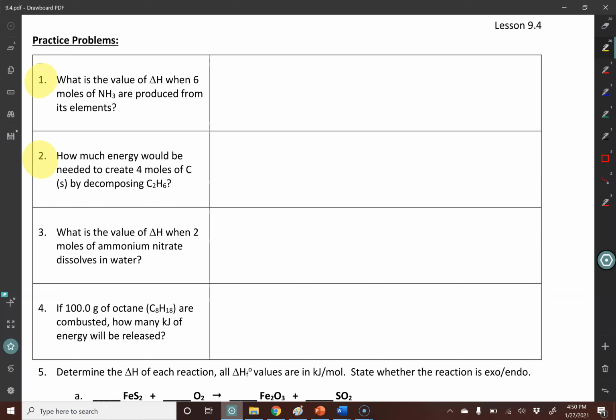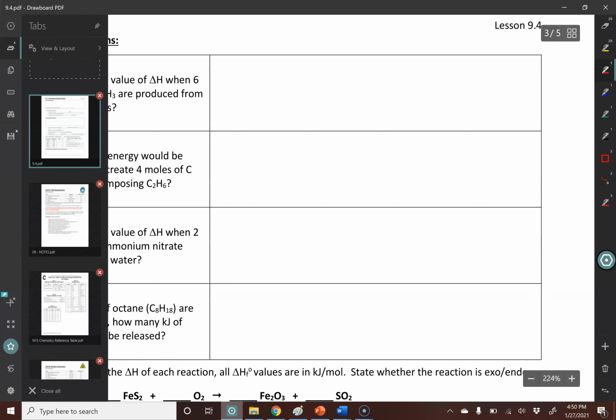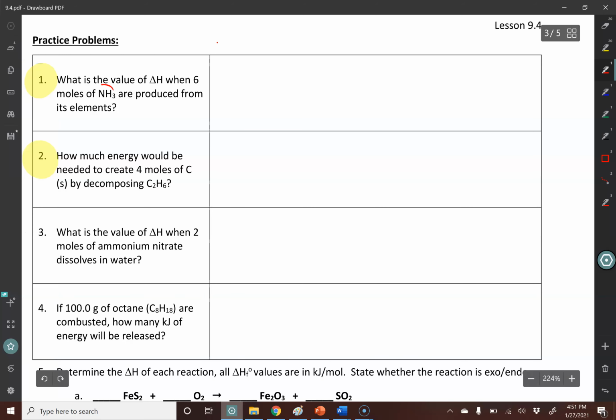Question 1 is asking us, what is the value of delta H when 6 moles of ammonia are produced from its elements? This is all about using table I. So if we take a look at reference table I, we want to find a reaction where we're producing ammonia, NH3, from its elements, nitrogen and hydrogen. So let's see if we can find that.